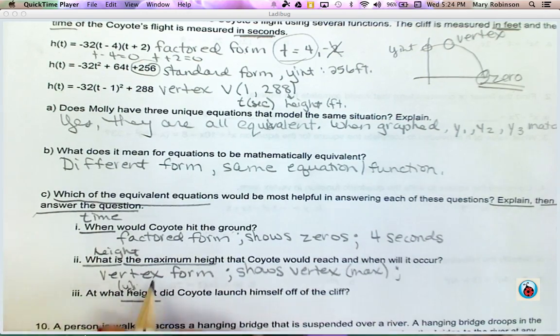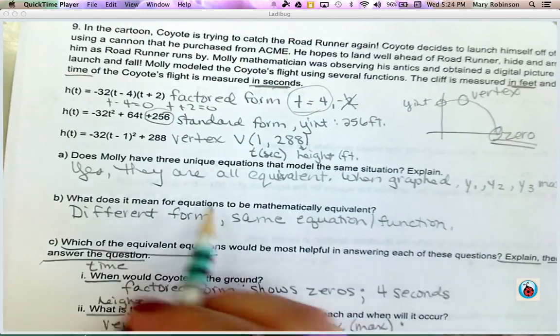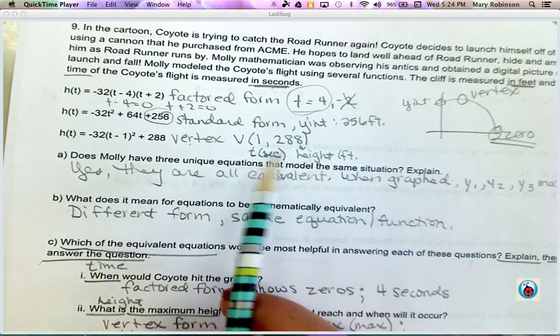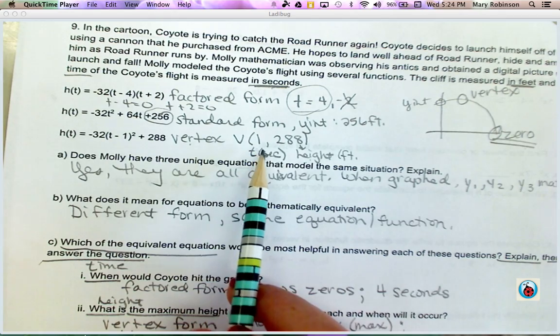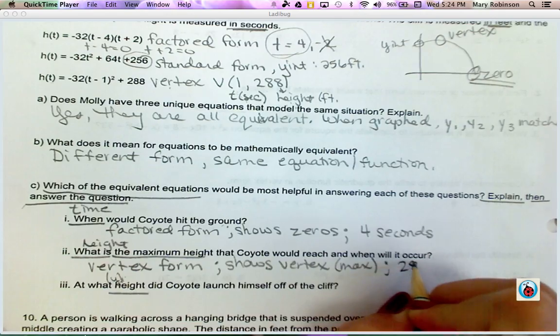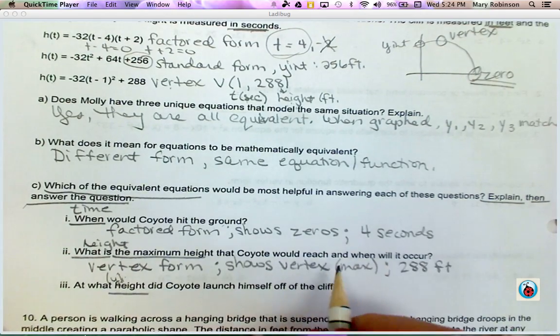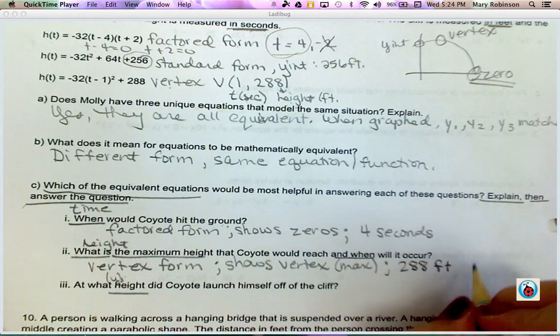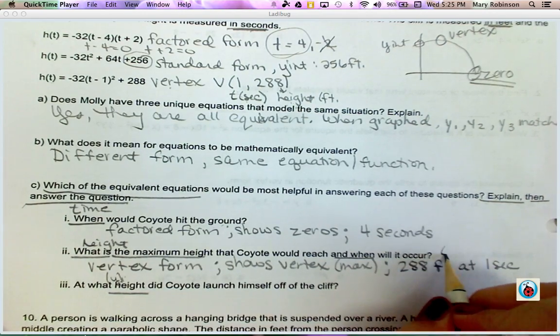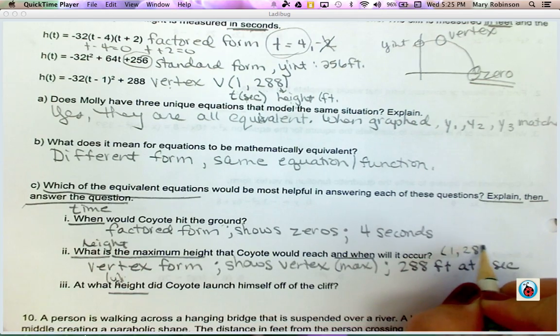And what is the maximum height? So that means from our vertex, what height would be 288? When does it hit that height? At 1 second. But we need to know that. It's 288 feet. And when will it occur? It occurs at 1 second, and that comes from 1 and 288, but understanding that that's time and that's height.